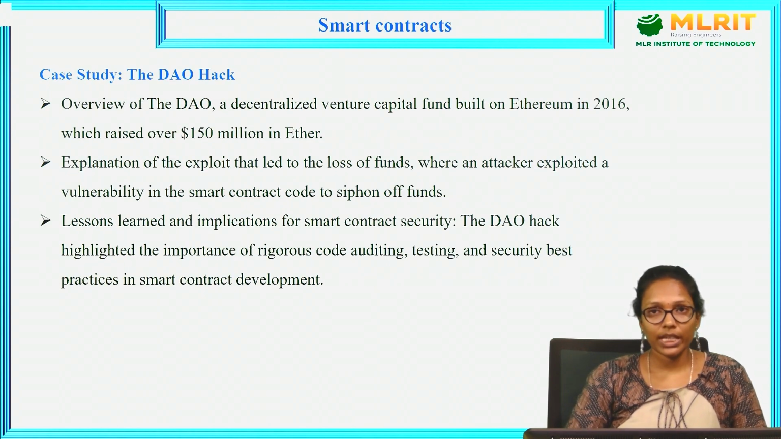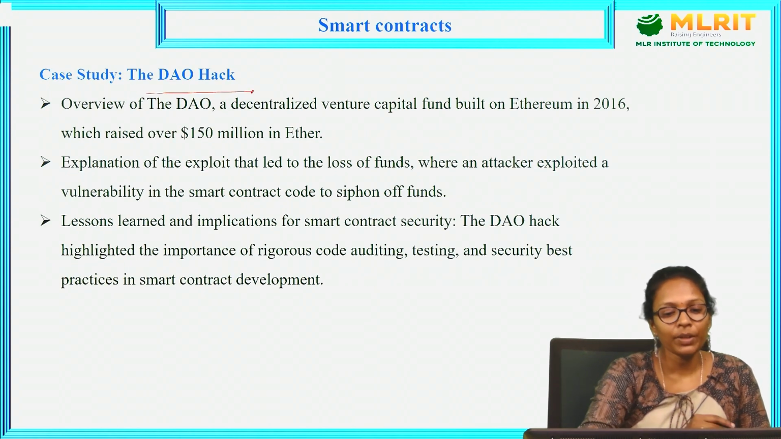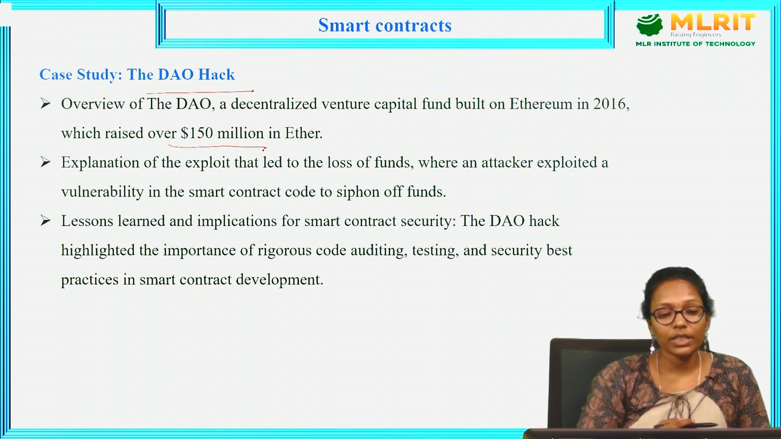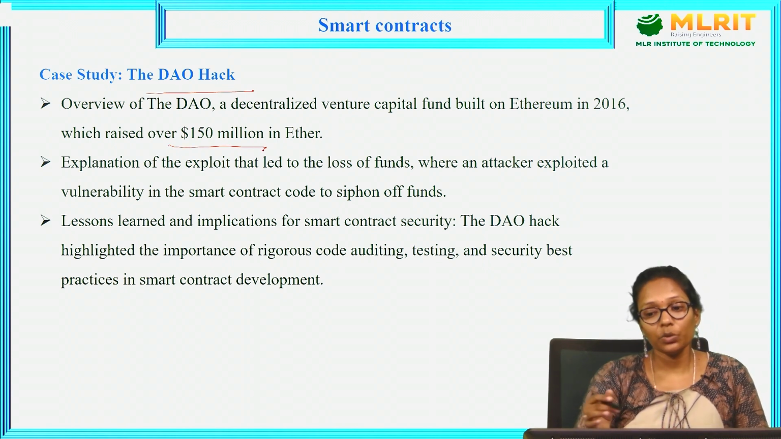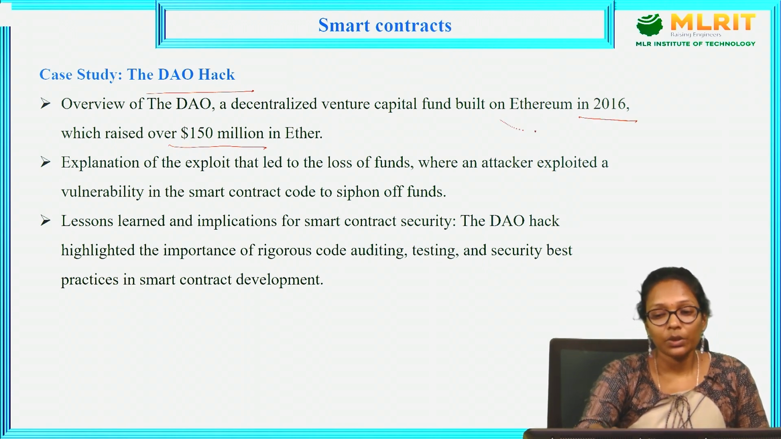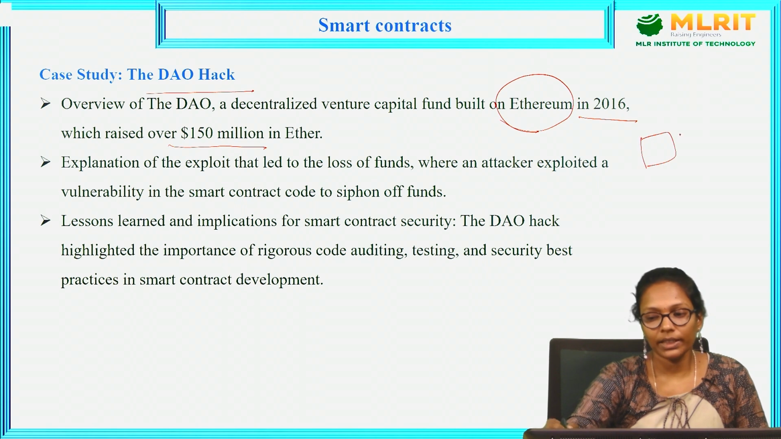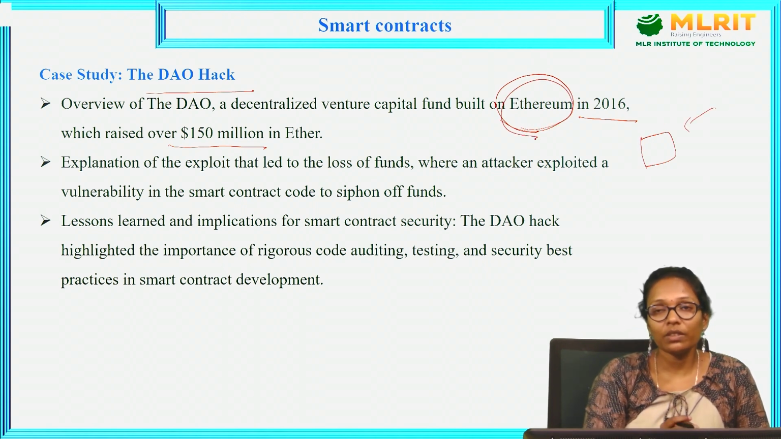And coming to the case study, the same DAO hack. We discussed it in the last video also. They collected around $150 million of Ether in 2016. They used the Ethereum network for collection of these funds for a particular project. But because of a small security vulnerability in the smart contract code, all these funds were stolen. They transferred these funds to another account.